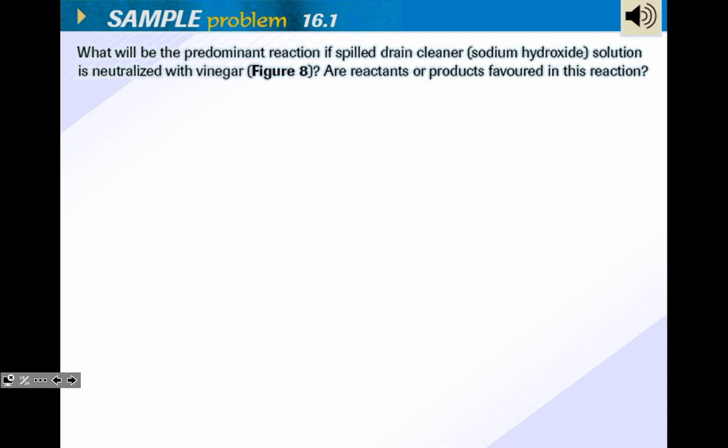Okay, what will be the predominant reaction if spilled drain cleaner, sodium hydroxide solution, is neutralized with vinegar? Vinegar is a weak acid, right? Are reactants or products favored in this reaction? So you're going to name everything. Now remember, strong acids and strong bases dissociate. So your strong base, sodium hydroxide, has to be written as sodium ion and hydroxide ion. Your vinegar or acetic acid is weak, so you have to write it as acetic acid. And you always include water because we're talking about vinegar, which is the solution, okay? And if it says solution, you have to include water.